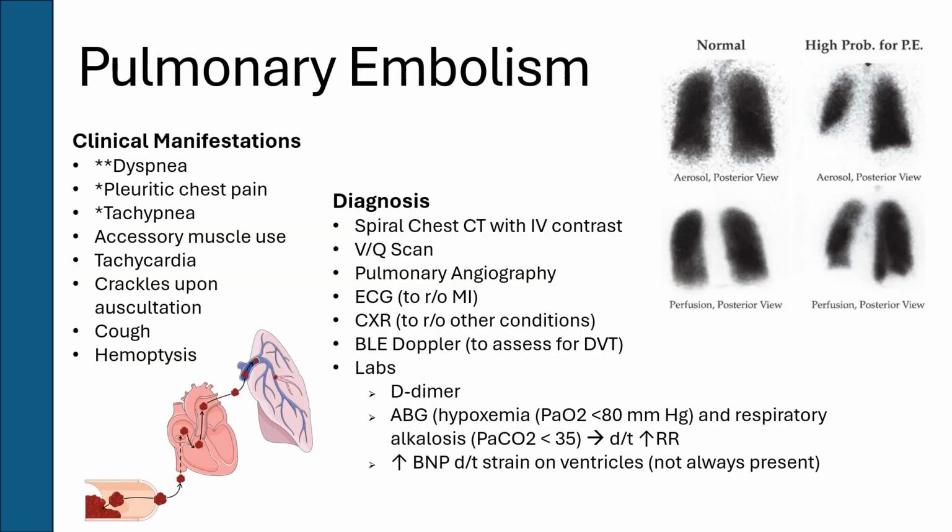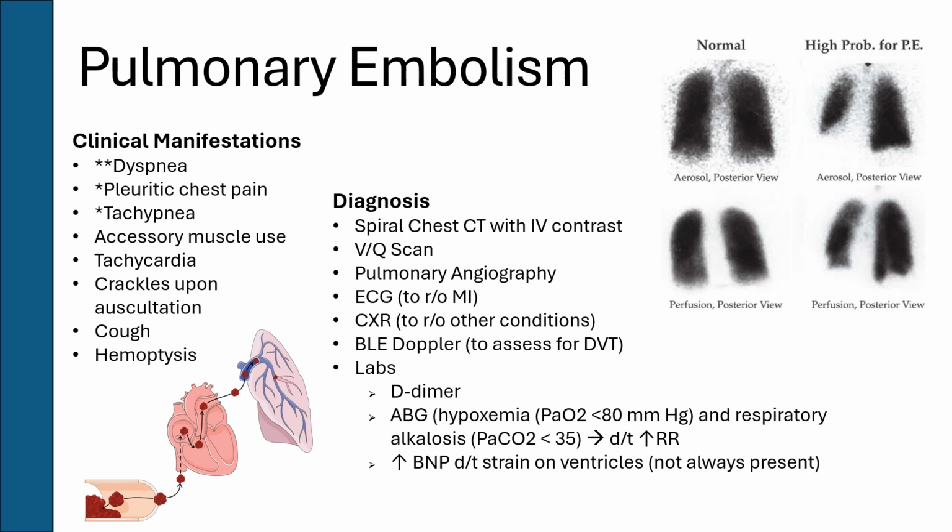Back to pulmonary embolism. So the three hallmark signs are going to be dyspnea, which is shortness of breath, pleuritic chest pain, which is that stabbing pain, usually on one side of your chest, especially on inspiration when you're inhaling, and tachypnea, so increased respiratory rate, as your body senses, hey, something's going on, let's breathe faster to try to compensate. Accessory muscle use, tachycardia, crackles might be present because things are starting to get backed up, cough, and hemoptysis, so bloody sputum.